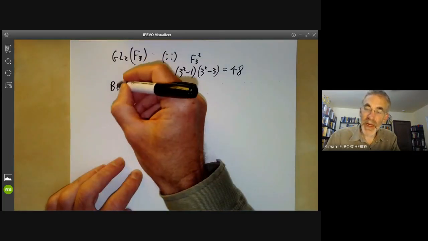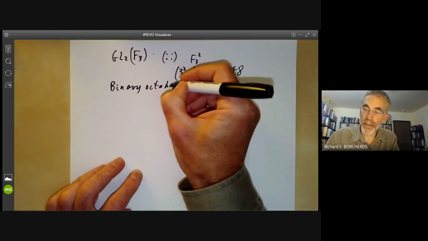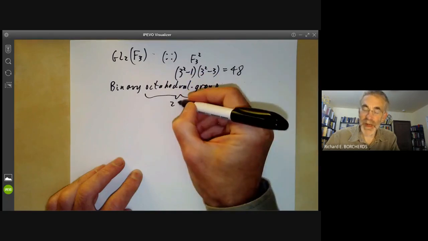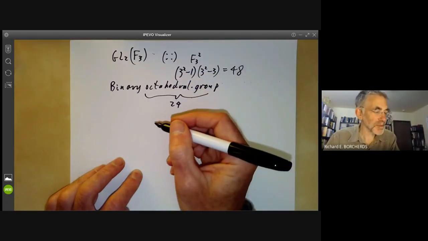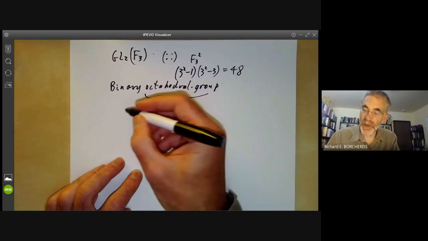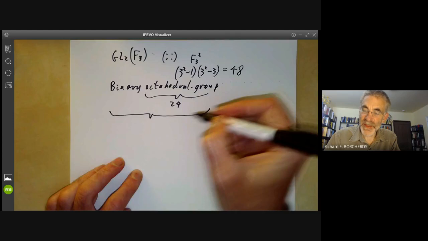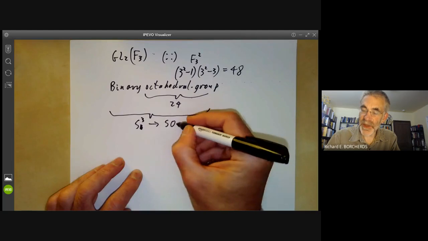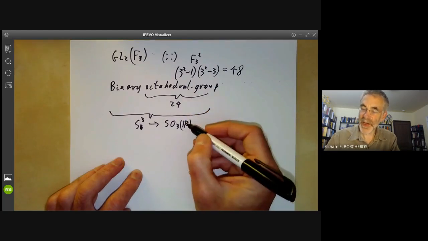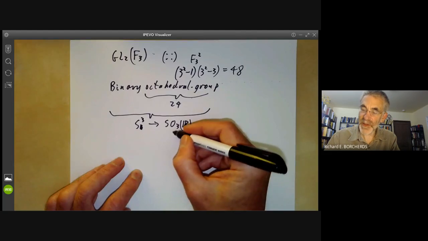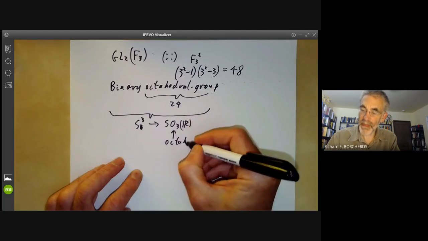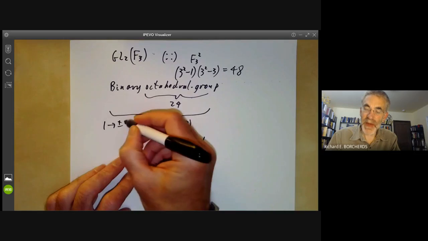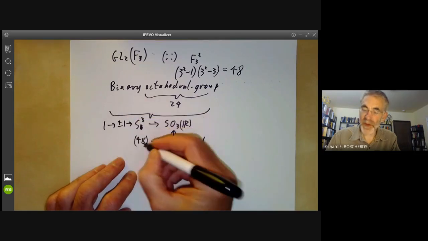Another one is the binary octahedral group. So you remember the octahedral group has order 24 and is isomorphic to S4. And the binary octahedral group is obtained by looking at the map from S3, this is the unit quaternions, onto SO3R. This is rotations of three-dimensional space. And inside this group is the octahedral group. And we can take the inverse image of the octahedral group in S3, and the kernel of this map has order 2, so we end up with a group of order 48.